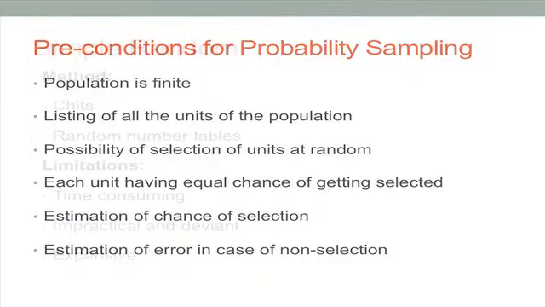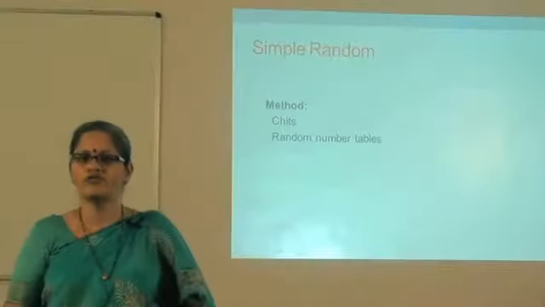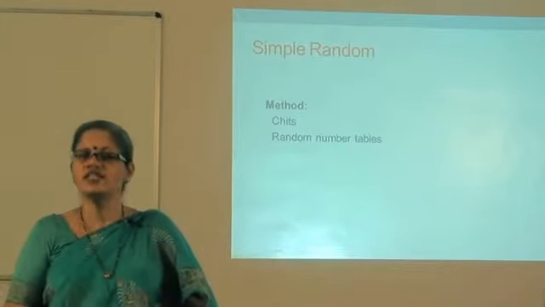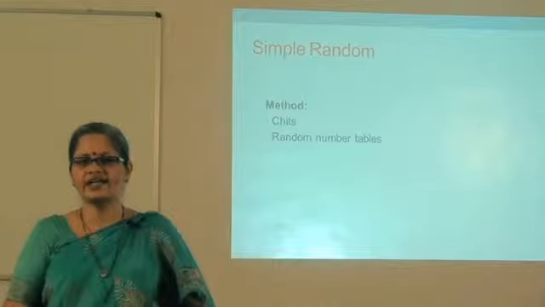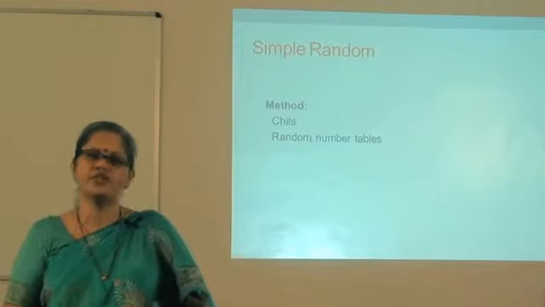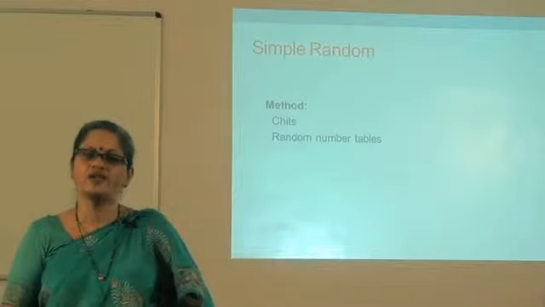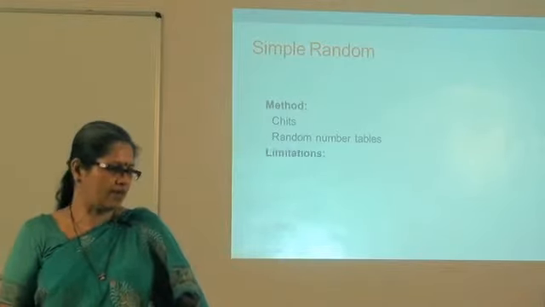Now when we talk about simple random sampling, we use lottery method or chits. We can make the chits. Or there are some random number tables which are available, or through computer also you can generate the random numbers. So since you have the list and you have those random numbers, from that list you can take out those people or those units as your sample.